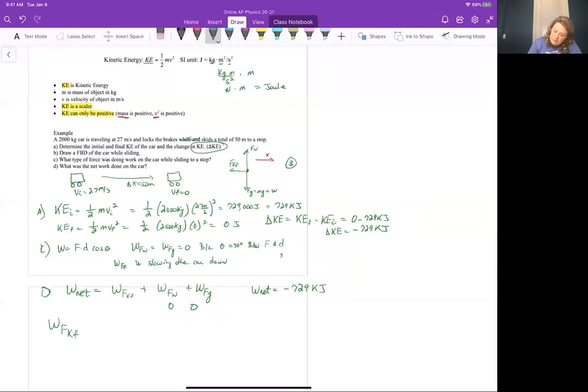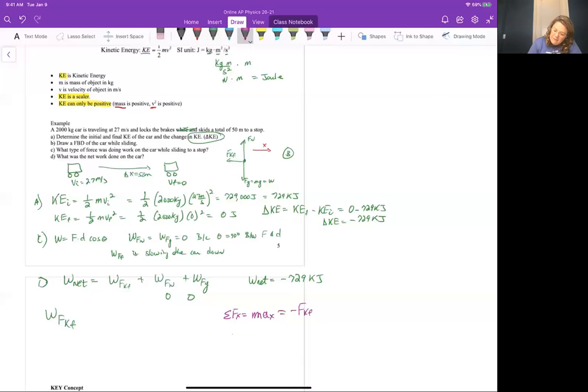So how do I find the force of kinetic friction? Well, I've got to sum the forces. I'm going to sum the forces in the x direction, which is equal to mass times acceleration in the x direction, which is equal to the negative force of kinetic friction. Do I know acceleration? No. Can I find acceleration? Sure can. I know initial velocity, final velocity, and delta x. So I can use kinematic equations and find that acceleration is equal to the final velocity squared minus initial velocity squared, divided by 2 delta x, and that will equal negative 7.29 meters per second squared.